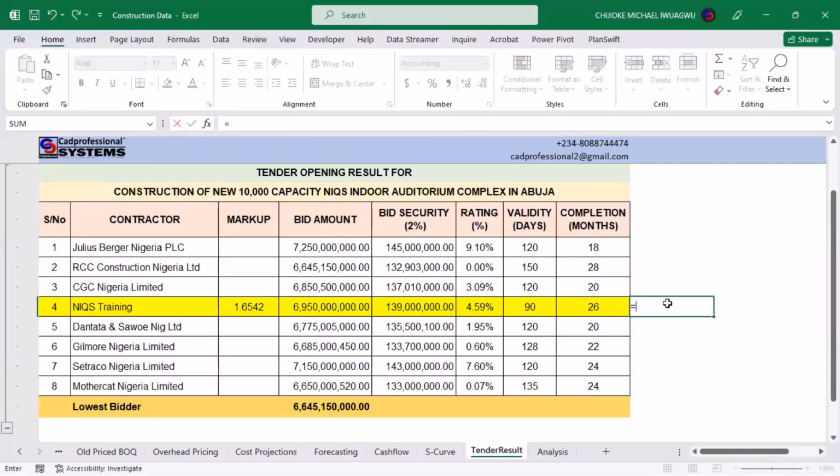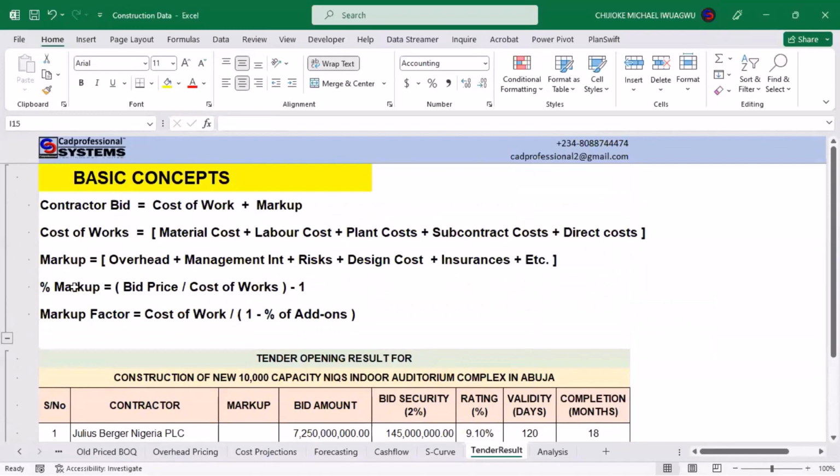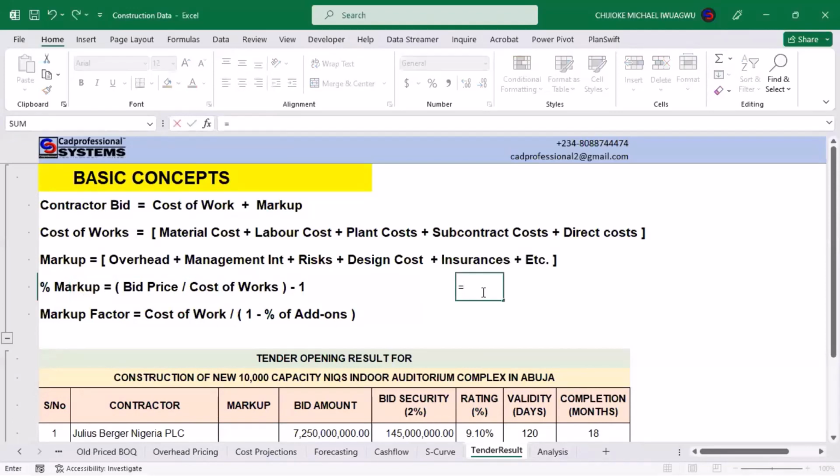So what we're now doing is this. Look at what we did here earlier. Our markup percentage is our bid price divided by the cost of work. That is our markup percentage. But indeed, our markup itself will be our bid price divided by the cost of work. That is the markup factor. But if we want to convert it to percentage, we have to minus 1. But we're not going to the percentage anymore.